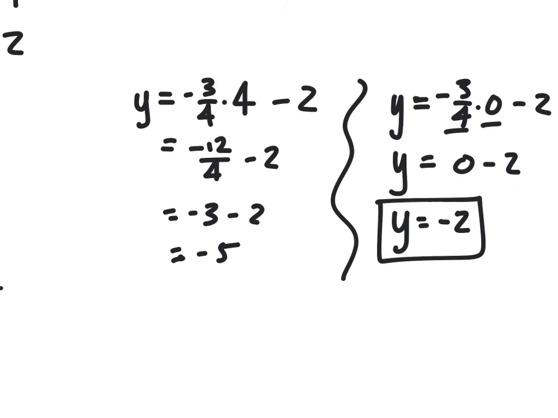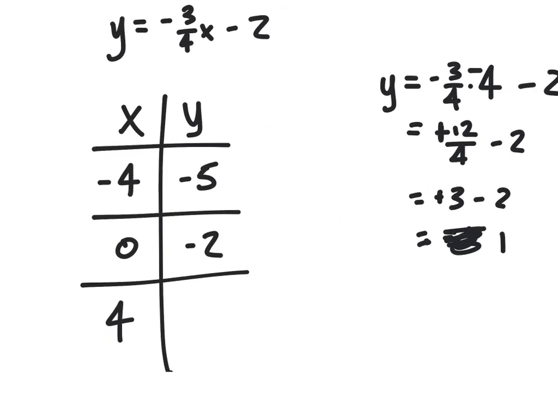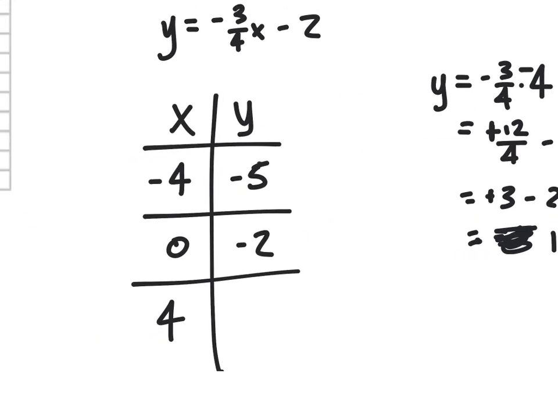Oh gosh, this should have been negative 4. Sorry. So if I do this one, negative 3/4 times negative 4 is positive 12 over 4, so I get positive 3 and then minus 2, which is actually going to give me a value of 1. All right, I felt like I had done this before. So this number here should be 1, and then this is negative 5. Okay, sorry about that.